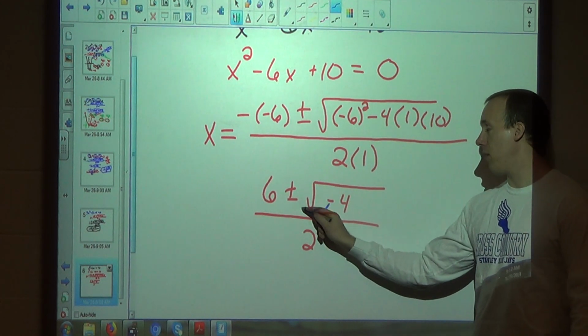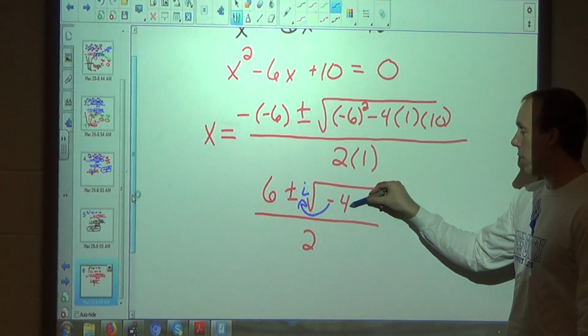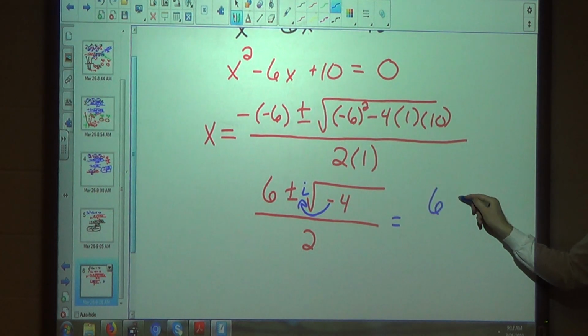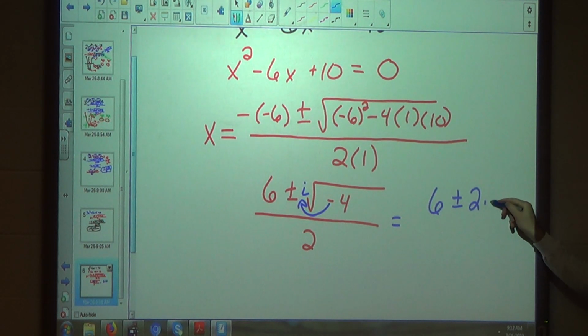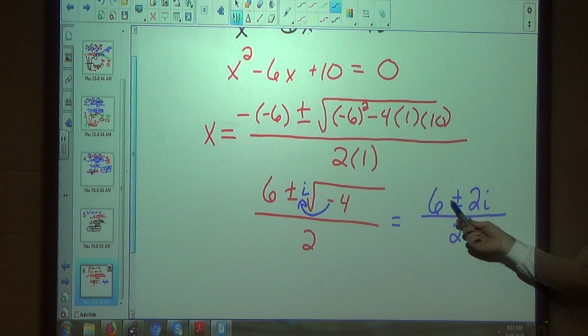I. Yes, so this negative will come out, and it turns into an I. And what is now the square root of 4? 2. So 2i is what I'm going to get. So 6 plus or minus 2i all over 2. What's nice about all three of these coefficients? Divisible by 2. They're all divisible by 2.